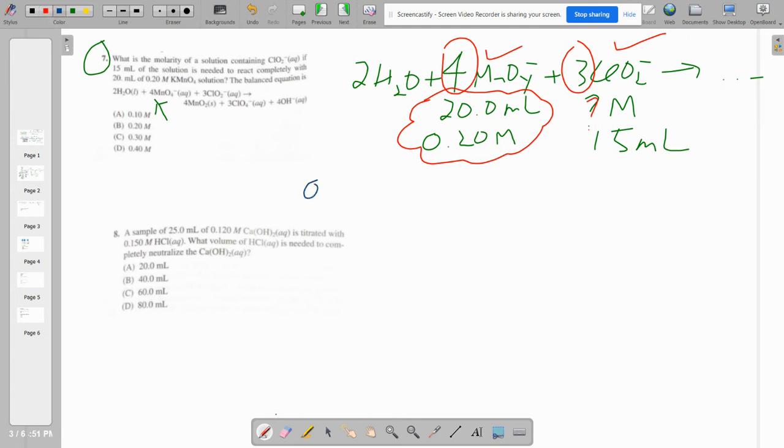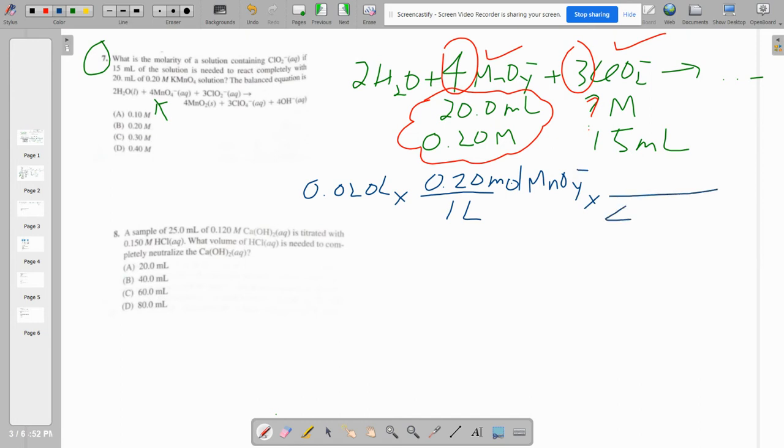All right, I'm going to take my volume. I converted it to liters. Then I'm going to use the molarity as a conversion factor. So that's basically my MnO4 minus. And then I'm just going to keep going.